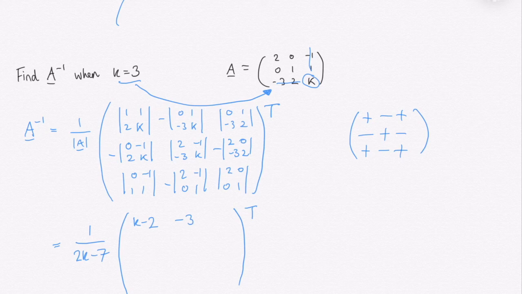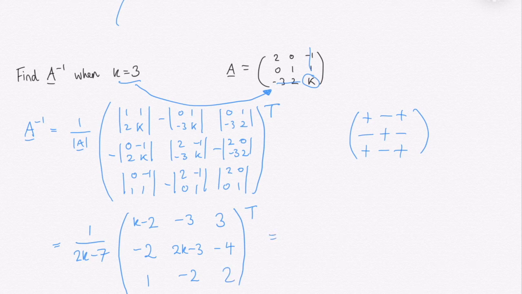And the next element is 0 times 2, subtract negative 1 times 3, which is 3. The element below, we get 0 times k, subtract negative 1 times 2, which is positive 2, but we have our negative sign, so that is negative 2. The next one, we get 2k, sorry, 2k subtract 3. Here we get 2 times 2, which is negative 4. Here we get 1. Here we get negative 2. And here we get 2.